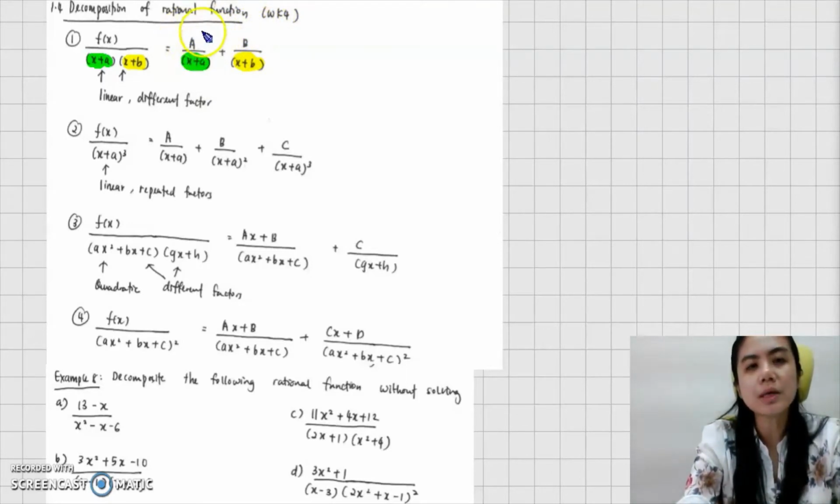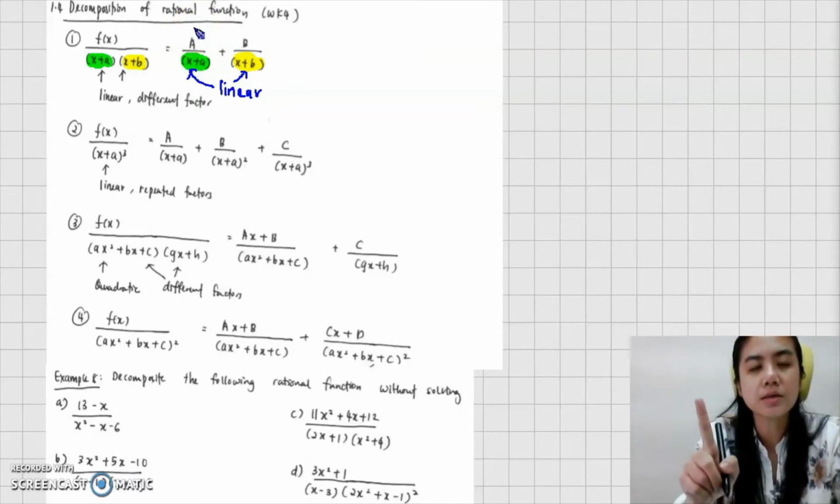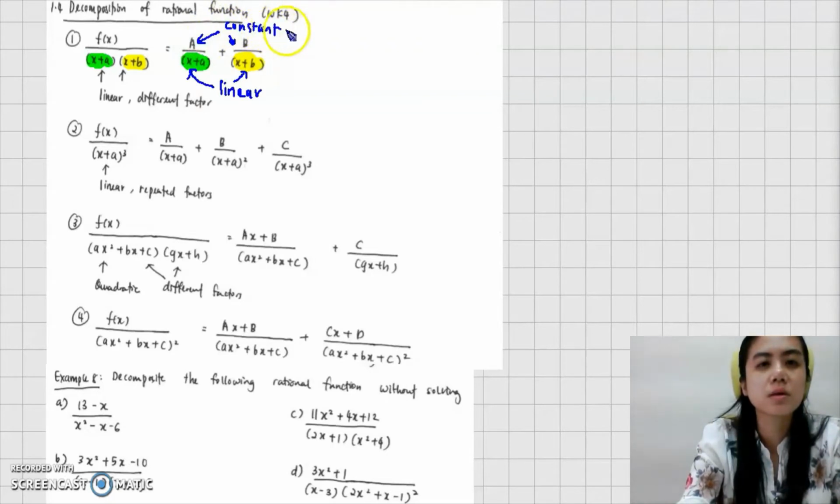So what will be the numerator on the top? It depends on the type of denominator that you have. The denominator is linear for both cases. Since this is power of 1, your numerator will be one degree less than the denominator. That means that if this is linear, the numerator will be a constant. So why are we using a and b?